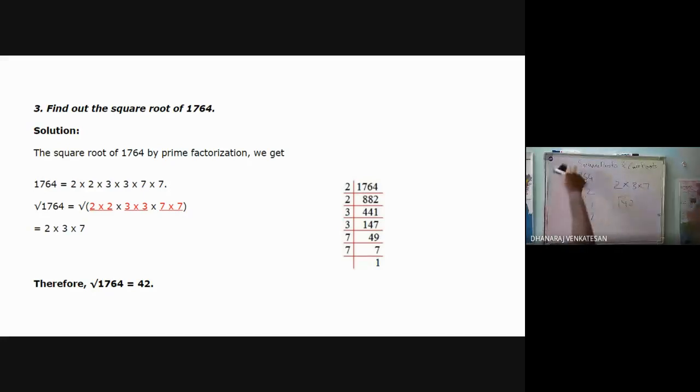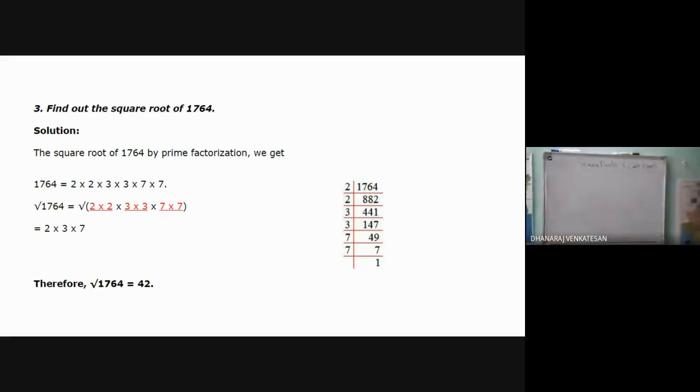This is a basic problem, but you won't get it like this. They will give around 3-digit numbers, or else they might ask 264 square. What is 264 square? Like that they will ask. So I will teach you a shortcut step to solve these sums.